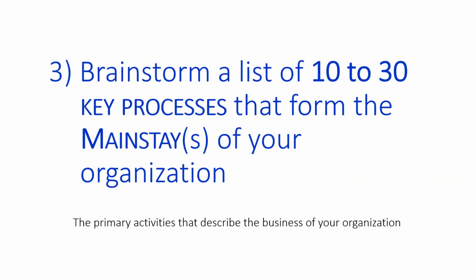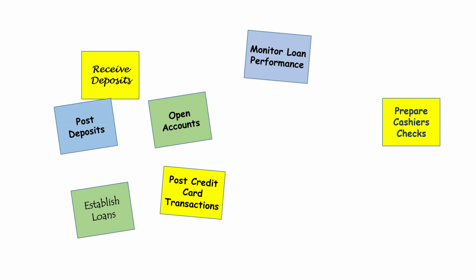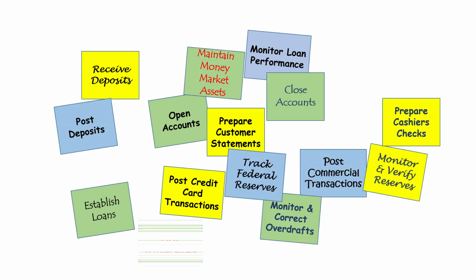Step 3 is to brainstorm a list of 10 to 30 key processes that form the mainstays of your organization. These are the primary activities that describe the business of your organization. List these on Post-its and place them randomly on the board you're working on.